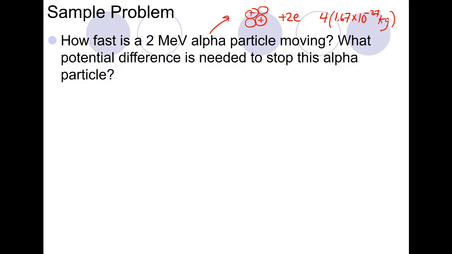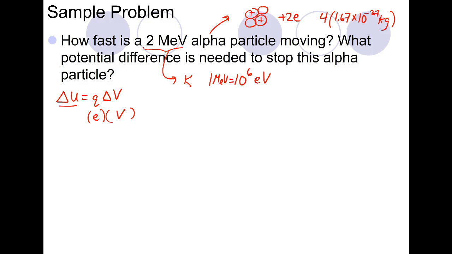Okay, so we want to know how fast it's moving. Now the 2 MeV is actually a kinetic energy. And MeV is mega electron volts, which is 10 to the 6th eV. So 1 MeV is that. Okay? Now, what's an eV, an electron volt? Well, remember that we said earlier that delta U is equal to Q delta V. Okay, well that's a unit of energy. So if you take e and then volts, that's eV.